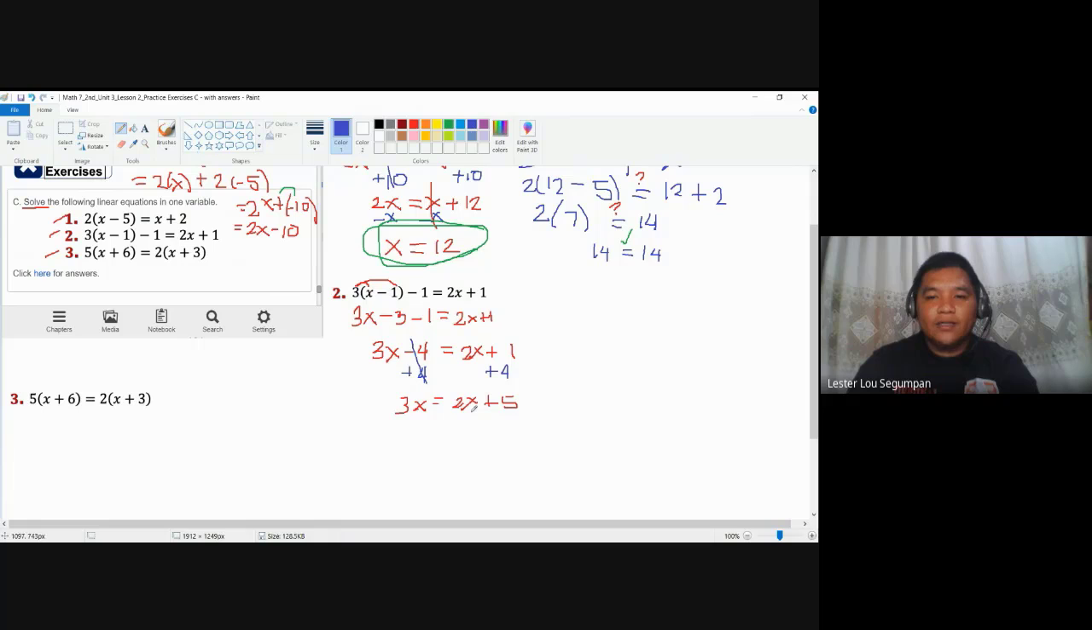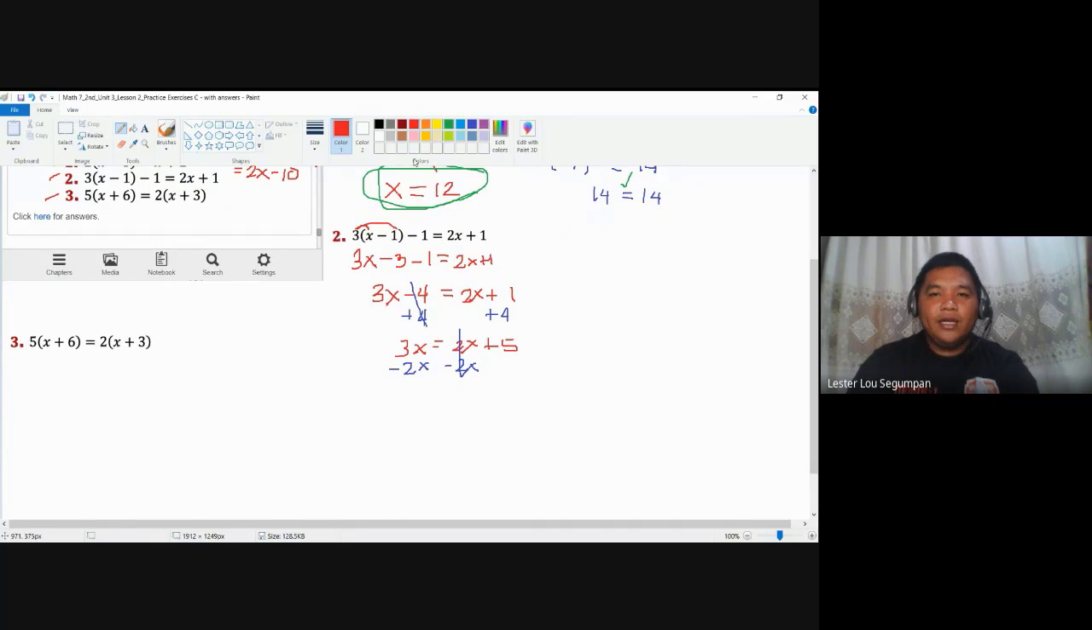And then I will subtract here 2x. I will also subtract here 2x. This will become 0. So 3 minus 2 is 1x. The other side, 0 plus 5 is actually 5. This is the result for the variable x. To verify whether it's a solution or not, let's do checking and use the given equation. 3x minus 1 is equal to 2x plus 1.